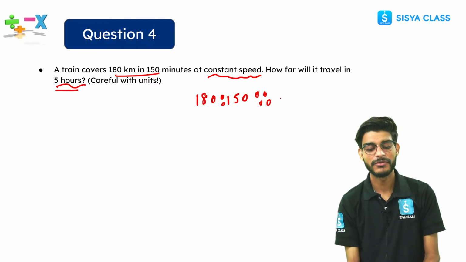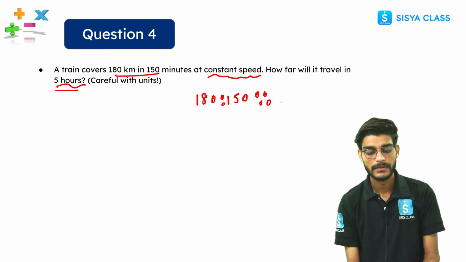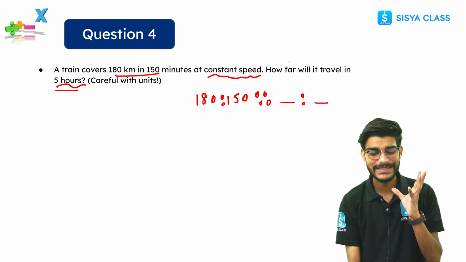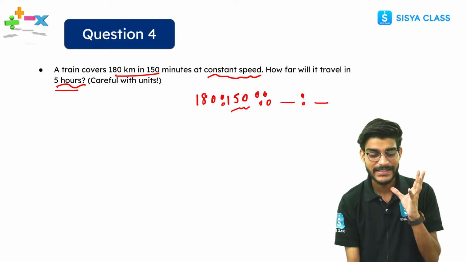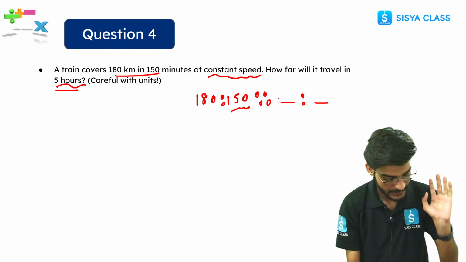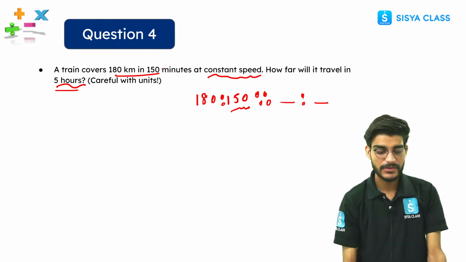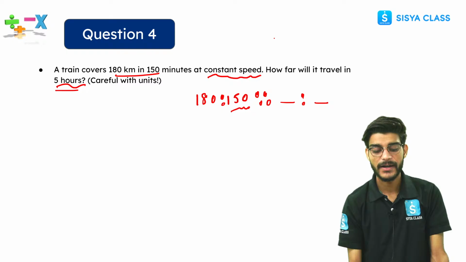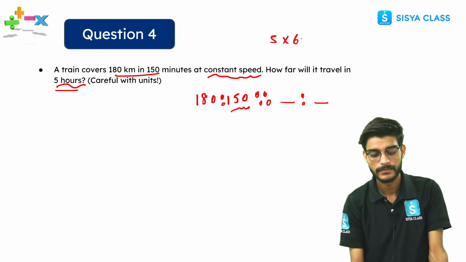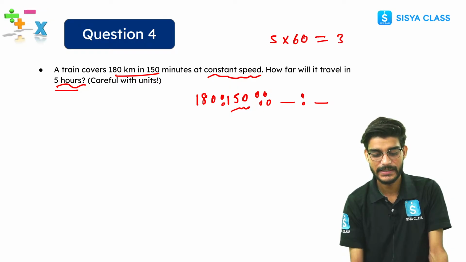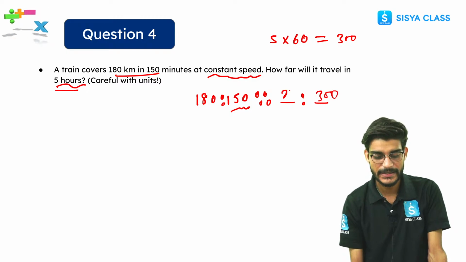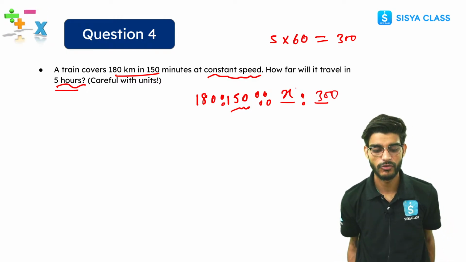Now see here, most of the students will write 5 here, but this is incorrect, because the first ratio we have taken in minutes, so the second ratio also we have to take in minutes. Here it is 5 hours. How will you convert hours into minutes? You multiply by 60. So 5 into 60 is 300 minutes. In 300 minutes, how much distance will it travel? We have to find the value of x.